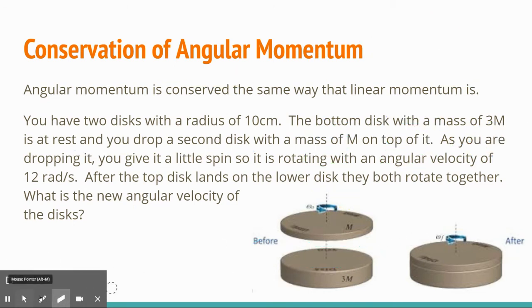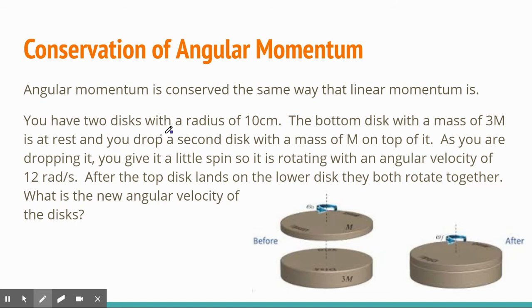Alrighty, so the first thing I want to do is go ahead and go over an example. Here I have a conservation of angular momentum problem, and it really is the same as linear momentum. If I have something rotating, I have a certain amount of angular momentum, and after the collision, I need to have the same amount of angular momentum.